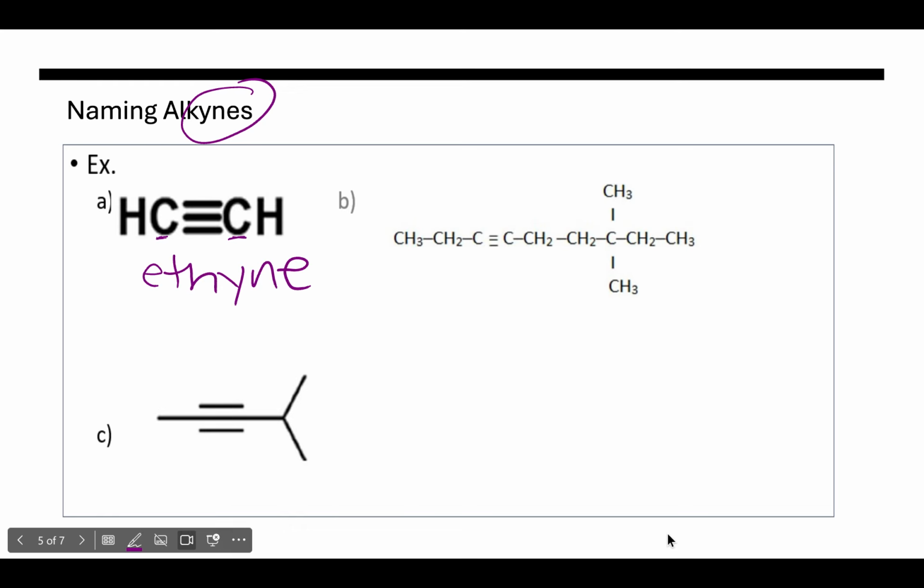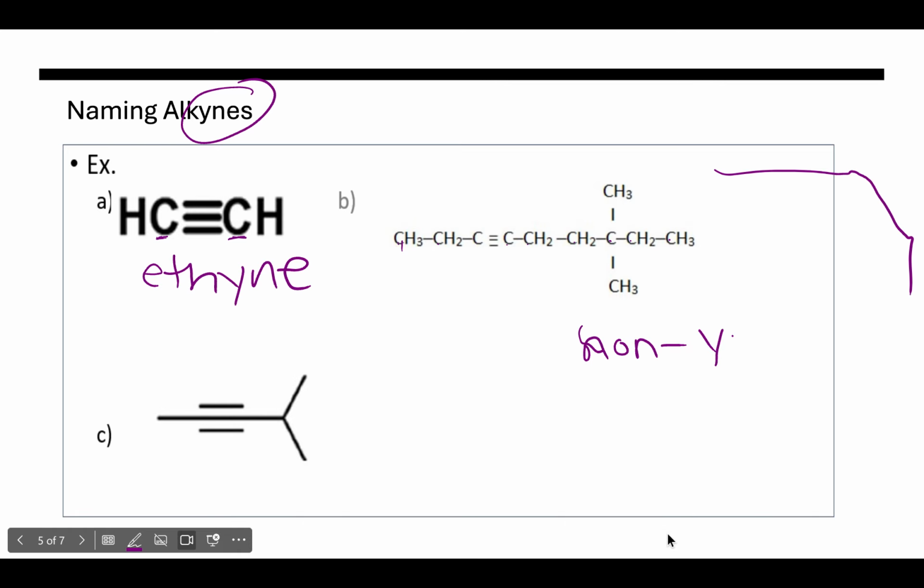If I look at B, you want to, again, identify your longest chain. So I'm going to start on this side here, carbon 1, 2, 3, 4, 5, 6, 7, 8, 9. So your longest chain is 9. And I want to remind you that your longest chain does not have to be a straight line. It's just how many carbons can you get without lifting your pen. And you want the longest. So this was 9, and 9 is non. And you want to end in YNE.